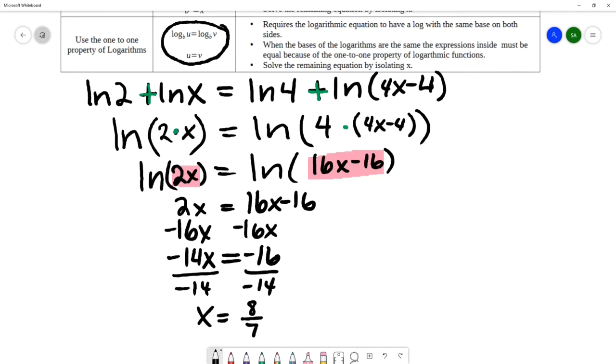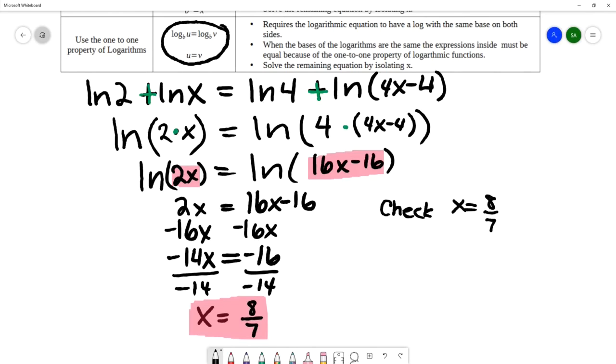We have one final thing that we need to do. The log is a function that has a restricted domain. We are only able to define log of a positive value. Log of a negative value is undefined. So whenever we solve a log equation, we always have to check to make sure that the answer we get is in the domain of the logs that we have in our original equation. So we're going to check to make sure that x equals 8/7 is in the domain of our expression.